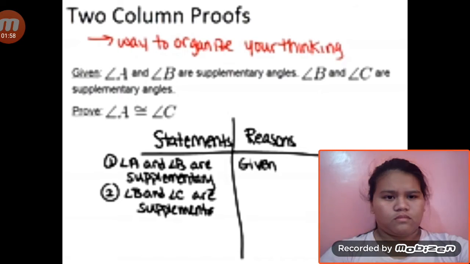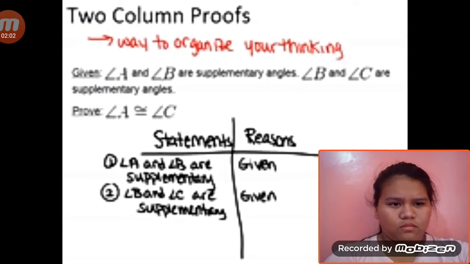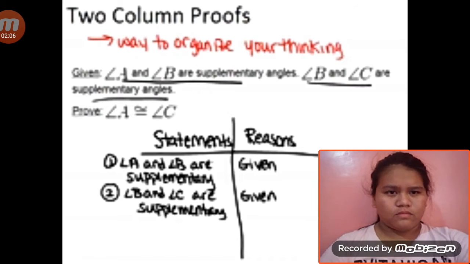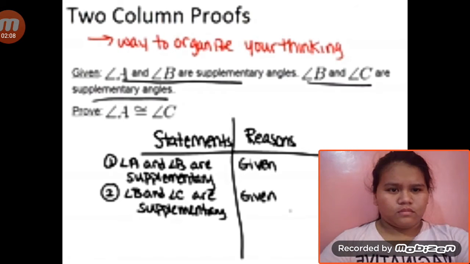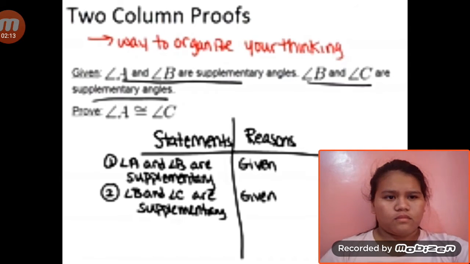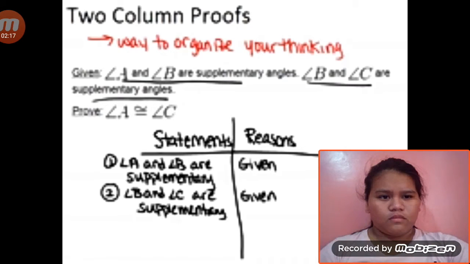Notice what I've done so far is started with the given information in the problem, just what was written in the givens, and I've also numbered each thing that I'm writing so I can keep it nice and organized in the table. Now you have to do some thinking. You have to think, well, if I know that these two angles are supplementary, what does that tell me? What do I know about supplementary angles?